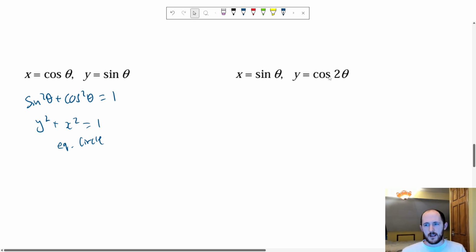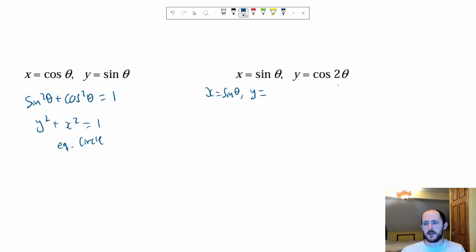Just so you know, for your exam, you do not get the double angle formulas, but you do get the addition ones. So I personally don't memorize the double angle formulas. I just memorize the addition ones because that makes more sense to me. So if I write this out, we get x equals sine theta, and y equals cos of theta plus theta. And if you remember the addition formula, it's cos A cos B minus sine A sine B. So in other words, if they're both the same, it'd be cos theta cos theta minus sine theta sine theta.